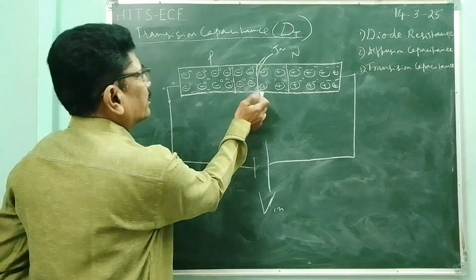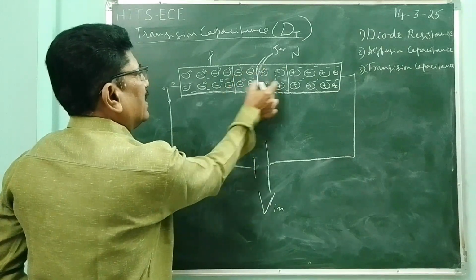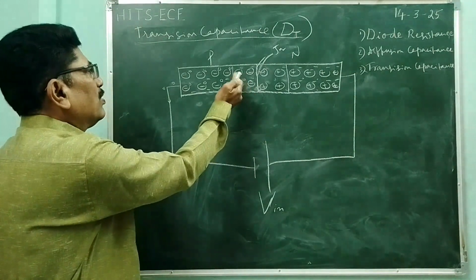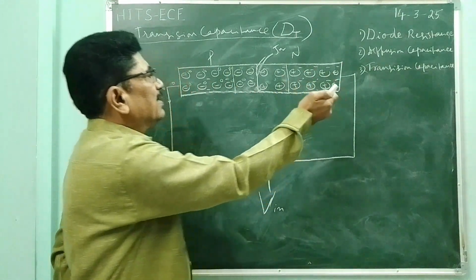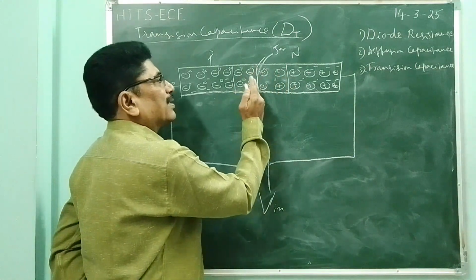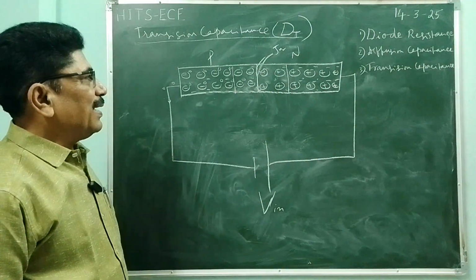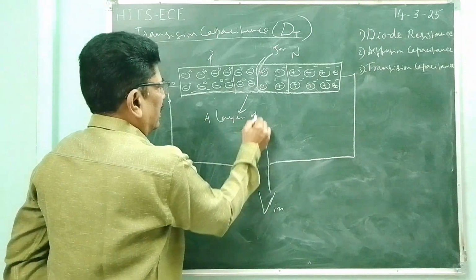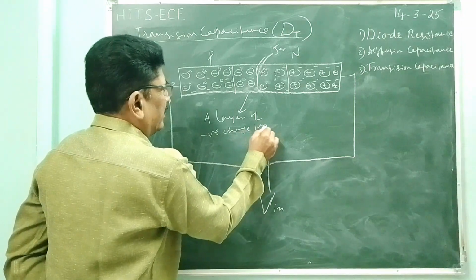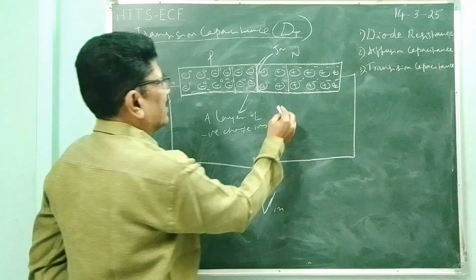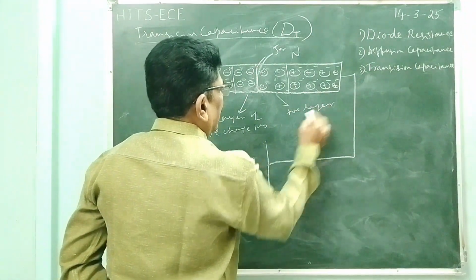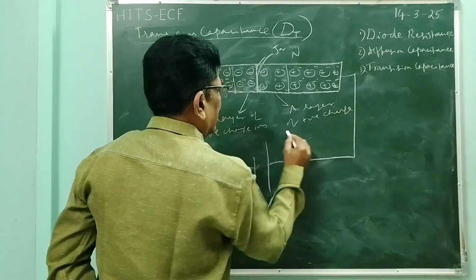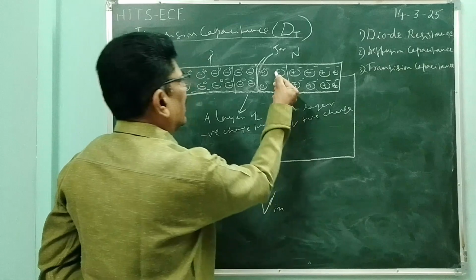But the capacitance is due to the charge accumulated here because of this reverse bias. In reverse bias, the holes in the P-type will move away from the junction and the electrons in the N-type will move away from the junction, uncovering the ions. When they are uncovered, only a layer of negative ions will be there on the left side of the junction, and on the right side a layer of positive charges will be there.